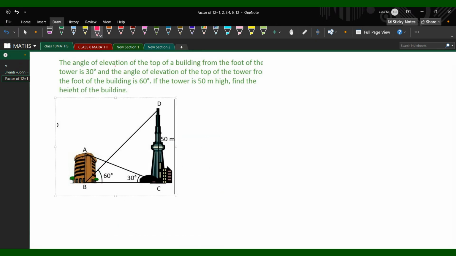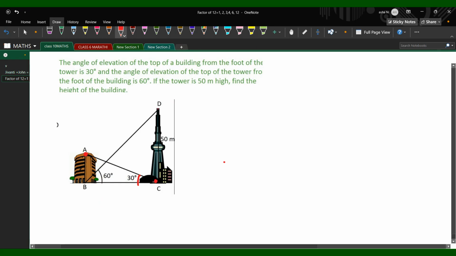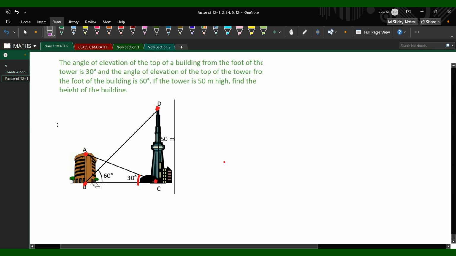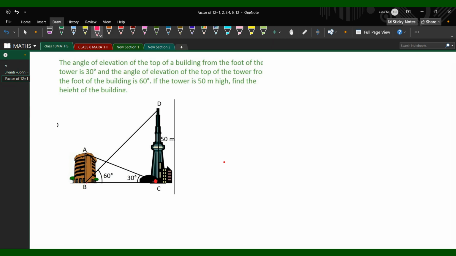And the angle of the elevation from the top of the building, okay, this is a building, that brownish color. Top of the building from the foot of the tower is 30 degrees. So from the top of the building to the foot of the tower is 30 degree, as we can see here. Then angle of elevation from the top of the tower to the foot of the building is 60 degree. So this is the next information they have given. If the tower is 50-meter high, find the height of the building. So we have to find out AB here as we look at this triangle.